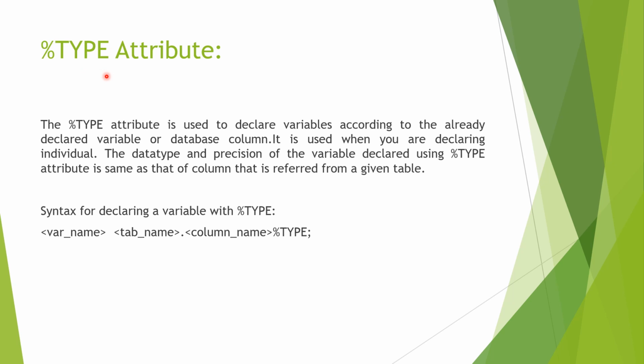So what is the syntax for declaring a variable with the help of percentage type? First of all we write the variable name, which can be any name, then a space, then the table name from which we are referring the data, then the dot operator, then the column name whose value this variable will hold, and then we use percentage type. Okay.